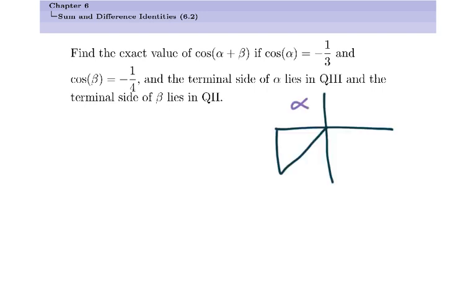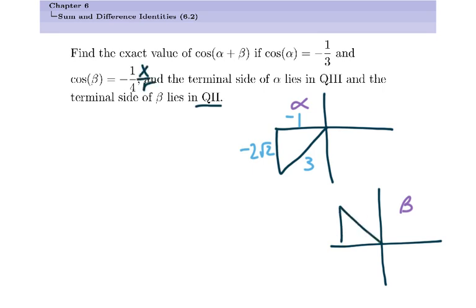The terminal side of alpha is in Q3 and the cosine is negative 1/3. I know r has to be positive 3. Remember, cosine is x over r. So that means the x has to be the negative 1. So then I find my missing side using Pythagorean theorem. So that's going to be 9 minus 1 is 8, square root of 8, or negative 2 root 2. So now I'm going to draw the terminal side of beta, and that's going to be in Q2. And remember, cosine is x over r.